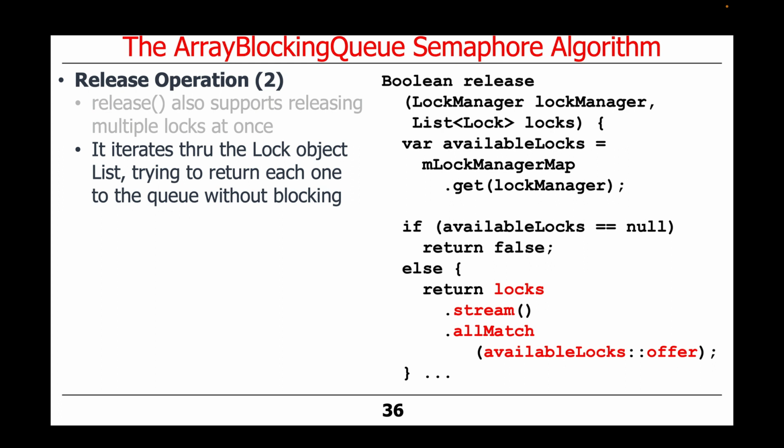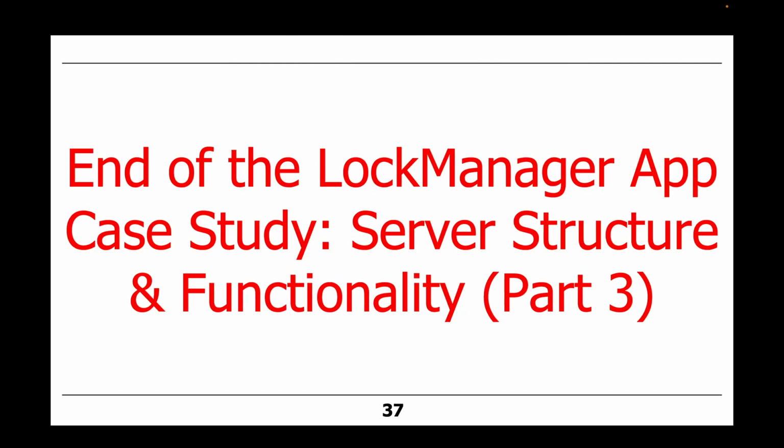And if anything goes wrong here, it's going to get a false, which means it will return false from this call. That will only happen if somebody doesn't obey the protocol properly for using a distributed semaphore, again by trying to release something multiple times when it was only acquired a smaller number of times. So that's the end of part 3 of our discussion of the server structure and functionality in the LockManager app case study.